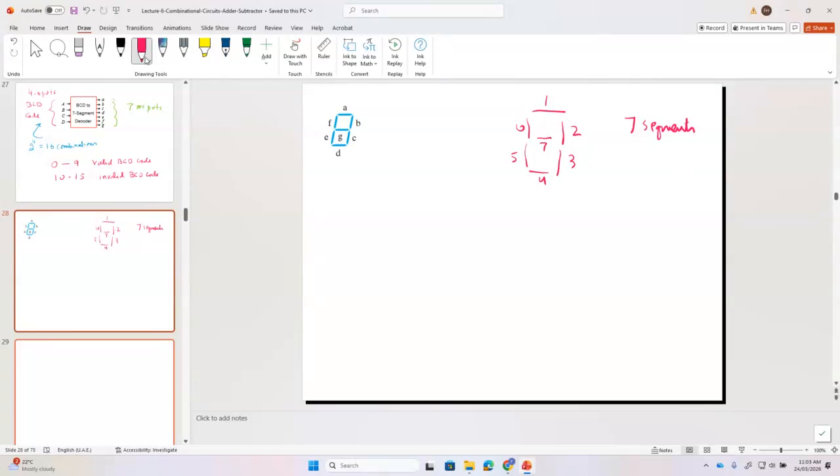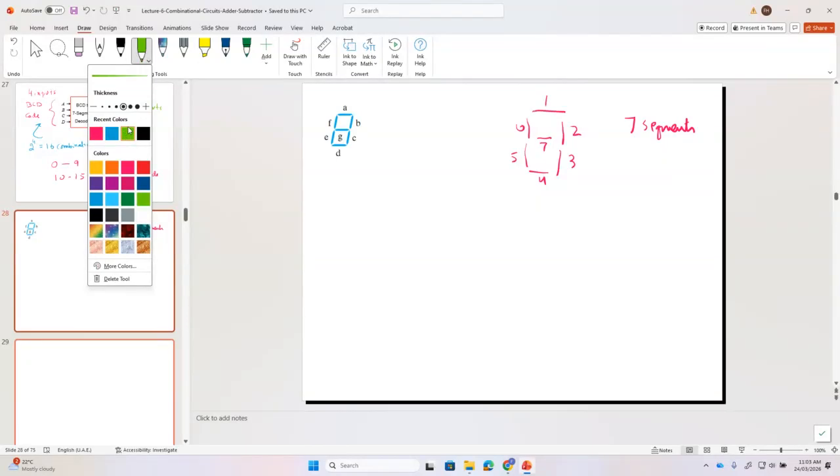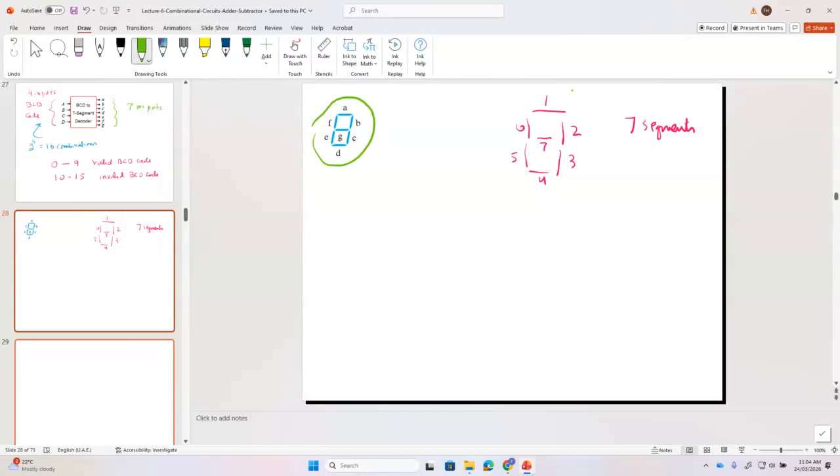So what is the name of the first segment? A. The second segment is B. This is C, this is D, this is E, and this is F, and this is G. Any question?